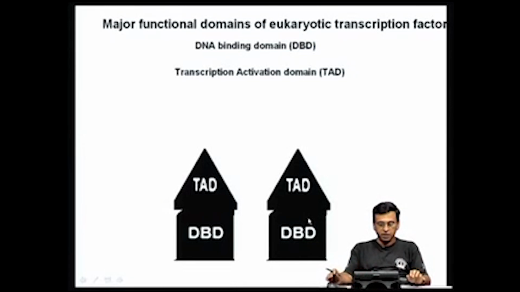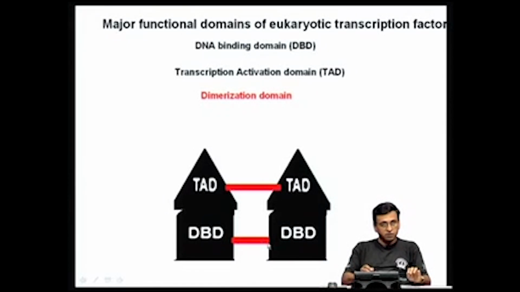the eukaryotic transcription activators. We also mentioned in the last class that in addition to these two domains there are also many other important functional domains in transcription factors. For example, they have what is called a dimerization domain. In some transcription factors the dimerization domain may be present in the DNA binding domain, whereas in some cases it may be in the transcription activation domain, and it is this domain which brings the two monomers together.